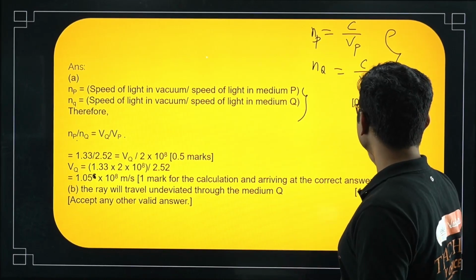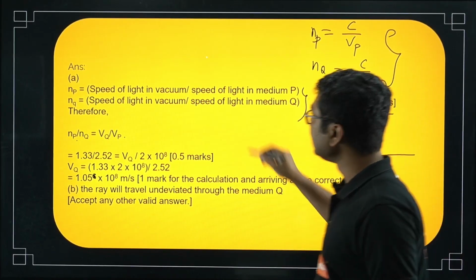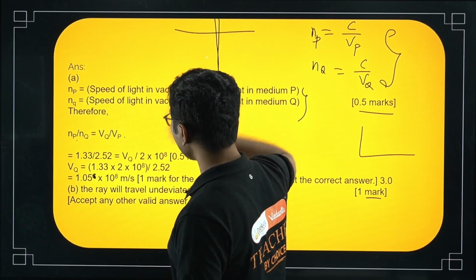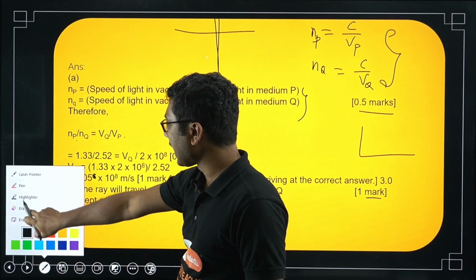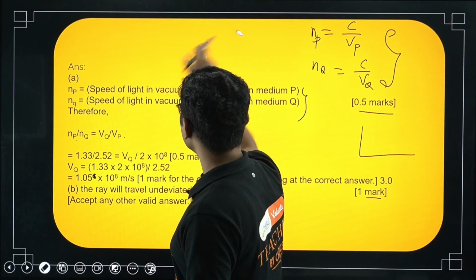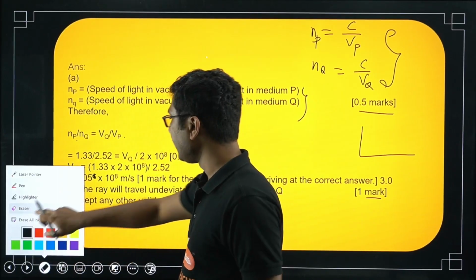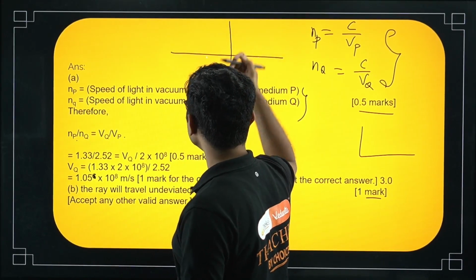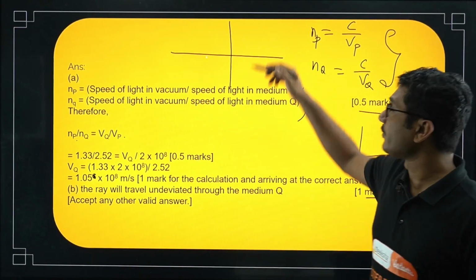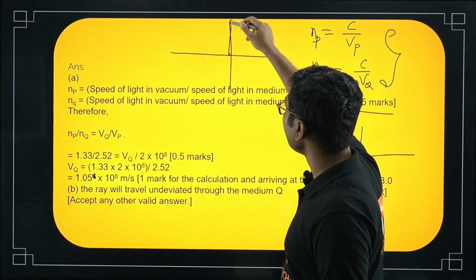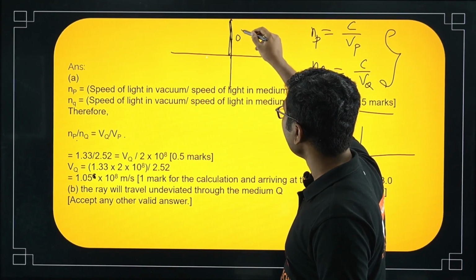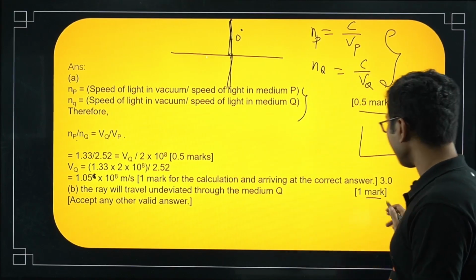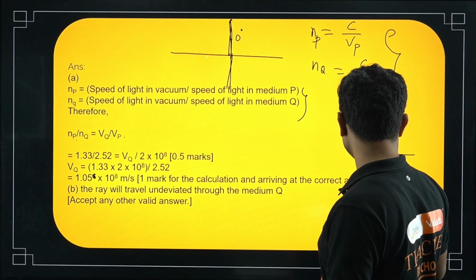Okay, because it's a normal incidence, 0 degree angle of incidence means the light is falling along the normal. So in that case, the ray of light will travel undeviated because it is falling along the normal. Simple as that. Okay, so in that case it will travel undeviated. Okay, 1 mark for that. I don't know what this is. I think this is wrong.